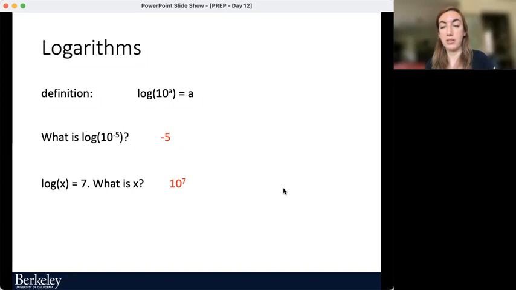Does anyone have questions on just the definition of what a logarithm is?